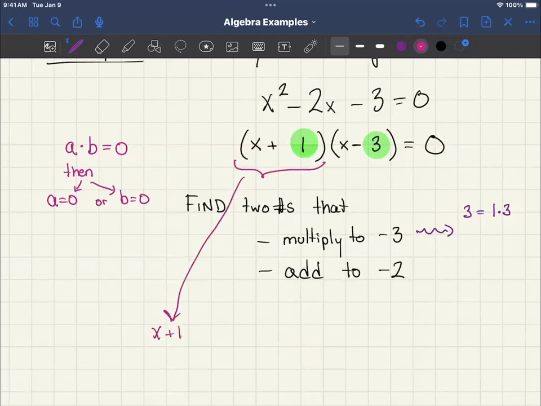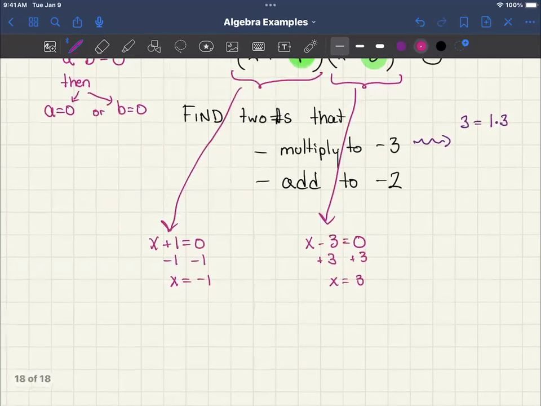Okay, so let's start off with our first one. X plus 1 is equal to 0. We can subtract 1 from both sides. X is equal to -1. Our second chunk can go here. X minus 3 is equal to 0. Solve for x. We're going to add 3 on both sides. So our two solutions here are x is equal to -1 and x is equal to +3.